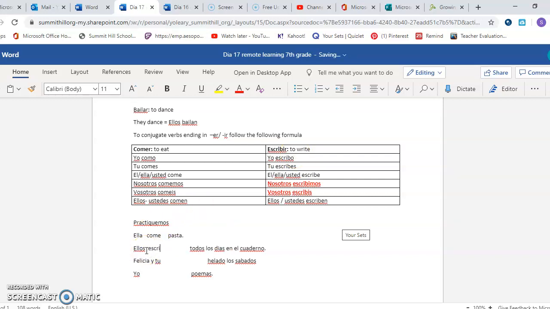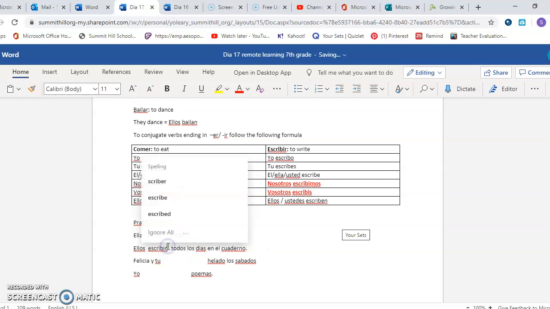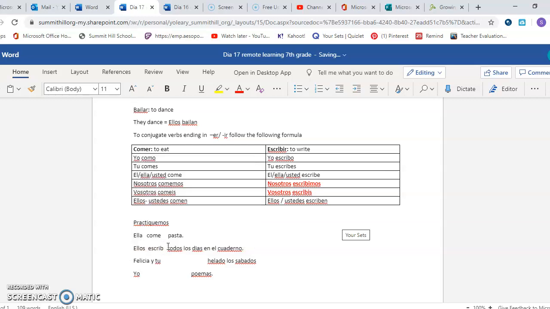If you put escribir, it is incorrect because you are not conjugating. You need to conjugate the verb. What does conjugate mean, Miss O'Leary? Well, rewind the video so you can see that. You need to take away the ER, IR ending, and then you are going to say escriben. Put an EN because it's ellos.